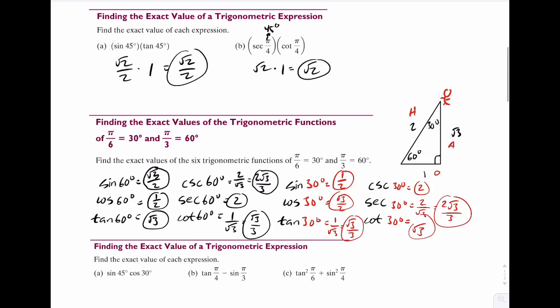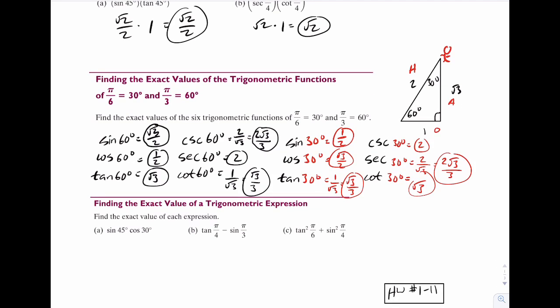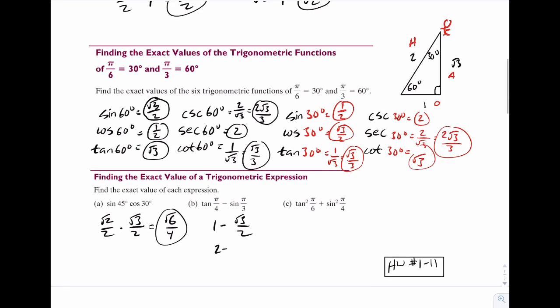We're going to plug it in. Sine 45, just look at our chart. Sine 45 is root 2 over 2. Cosine 30, root 3 over 2. Put that together, that is root 6 over 4. Tan pi over 4, that would be 1, minus sine pi over 3, which is root 3 over 2. Let's make that one fraction: 2 minus root 3 over 2.